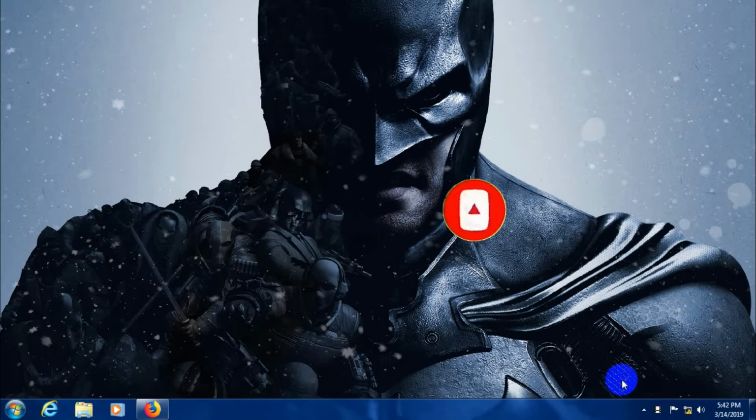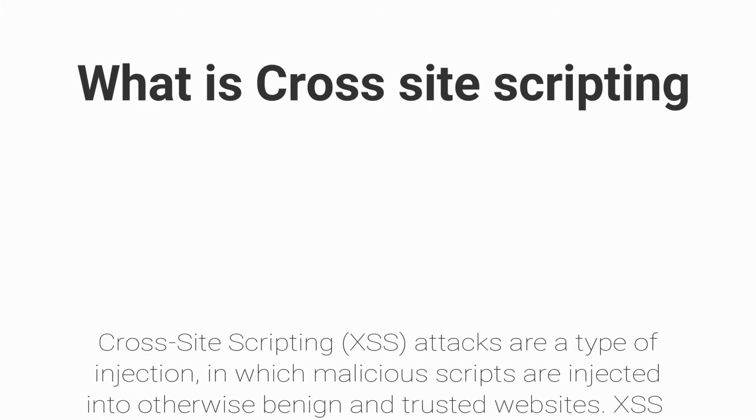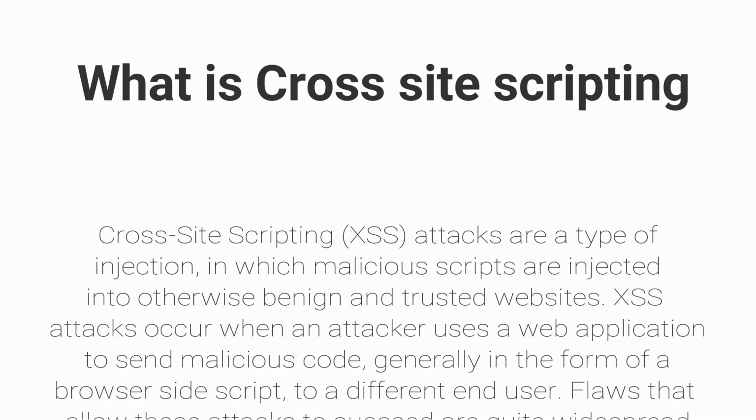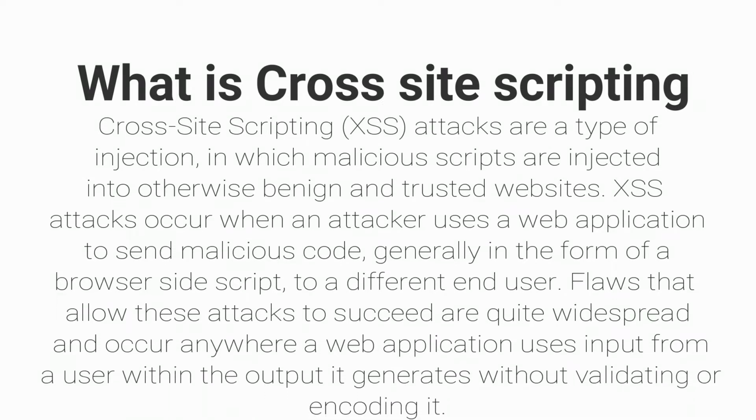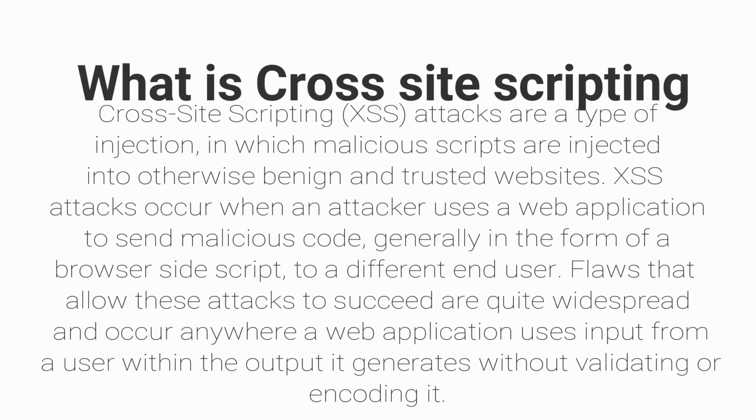What is cross-site scripting? Cross-site scripting (XSS) attacks are a type of injection in which malicious scripts are injected into otherwise benign and trusted websites. XSS attacks occur when an attacker uses a web application to send malicious code, generally in the form of a browser-side script, to a different end user. Flaws that allow these attacks to succeed are quite widespread and occur anywhere a web application uses input from a user within the output it generates without validating or encoding it.